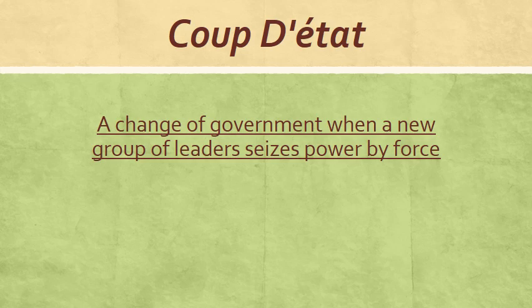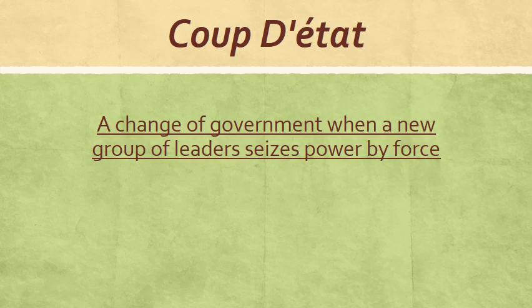Well, I want you to write down in your notes that a coup d'etat is a change of government when a new group of leaders seizes power by force. I'll read that again, and you can write it down in your notes. A coup d'etat, a change of government when a new group of leaders seizes power by force. You may have just heard this called a coup when somebody says they're going to stage a coup. Same type of thing here, staging a coup.